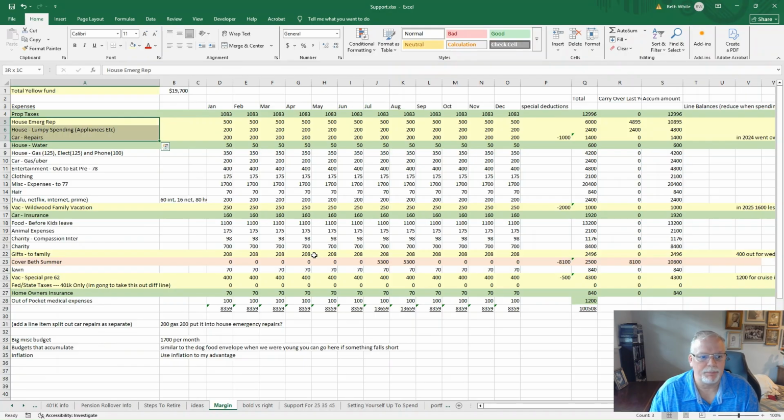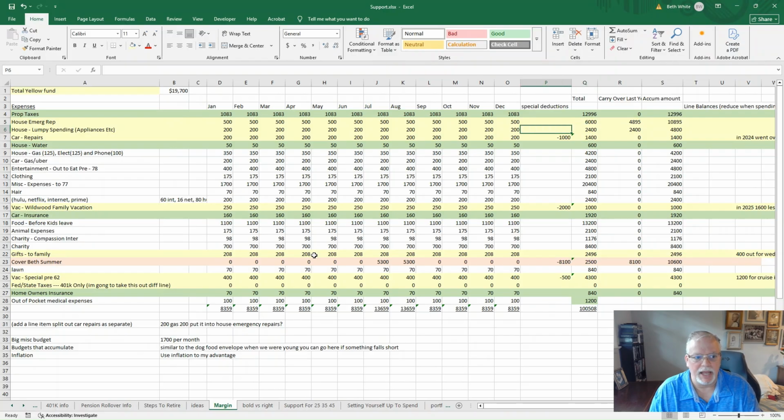They don't always happen. So house emergencies, I'm not going to have a house emergency every year, but I still put in 6,000 a year into that account. And in my projections in my retirement plan, I also put in 6,000 a year all the way through.